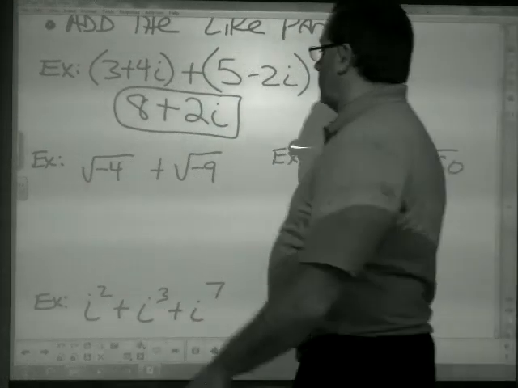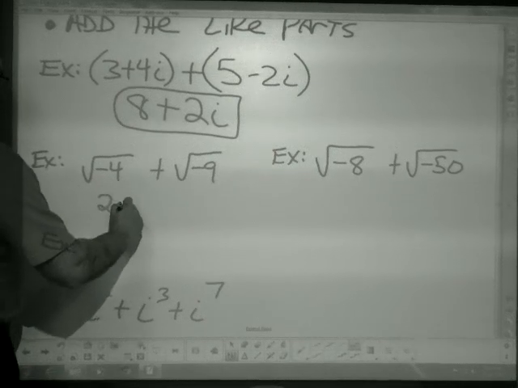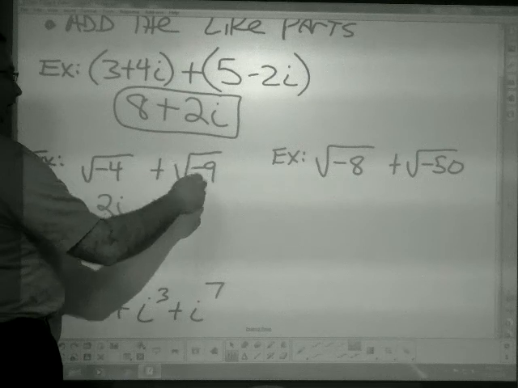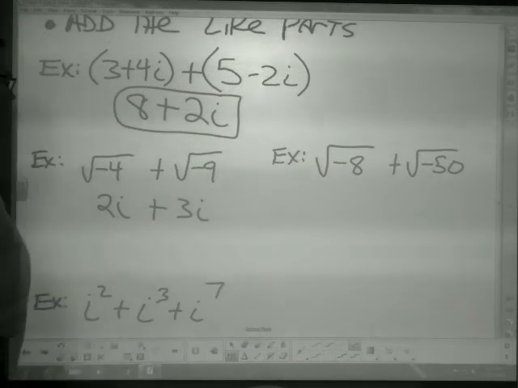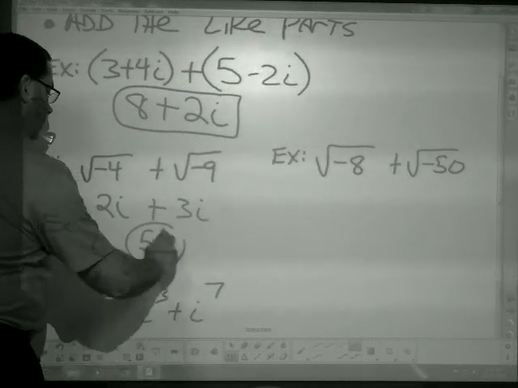I can add like things here. Square root of negative 4. Square root of 4 is 2. The negative gives me an i. Square root of negative 9: square root of 9 is 3. The negative gives me an i. 2i plus 3i, that's 5i.